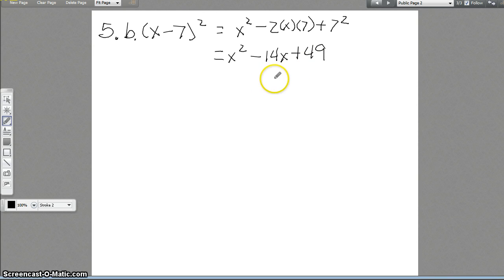Now you can do the grid and work it out that way, or you can write out the two parentheses next to each other and multiply it out that way. It doesn't matter to me how you choose to do it. Just make sure that you do it.